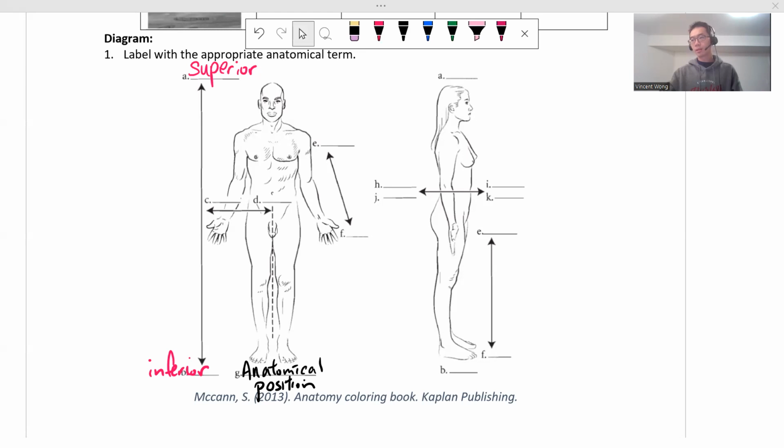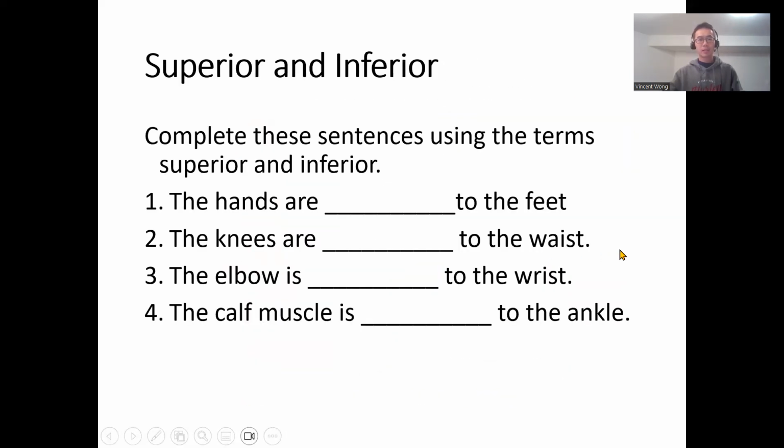All right, so let's do some examples here. Complete these sentences using the term superior and inferior. The hands are blank to the feet. Remember, you have to think about the anatomical position, right? Like standing there with the palms facing forward. So what do you think? Is it superior or is it inferior?